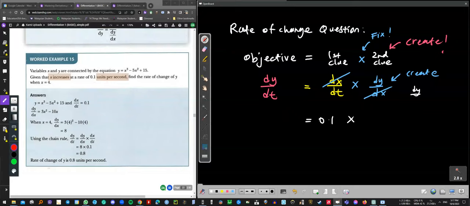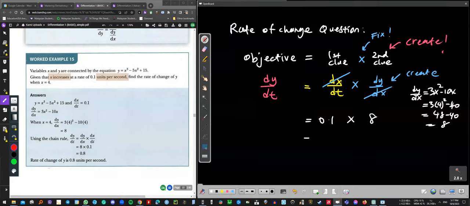So dy dx you dapat daripada mana? From the original equation you differentiate, dapat 3x square minus 10x. That's it. Lepas tu we are focusing on the rate exactly apabila x equals to 4. So you plug in 4 dekat dalam dy dx tu. So kita akan dapat 3 times 4 square minus 40. So kita ada 16 darab 3, 48. So 48 tolak 40 is actually 8. So we found 8 to be there. Okay, so 0.1 times by 8 is definitely just 0.8.